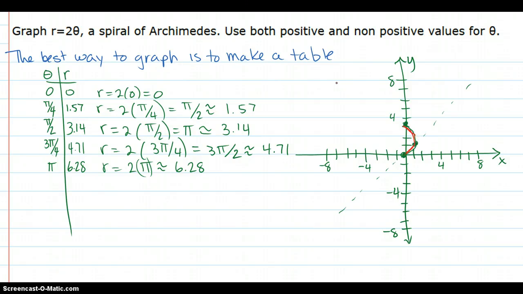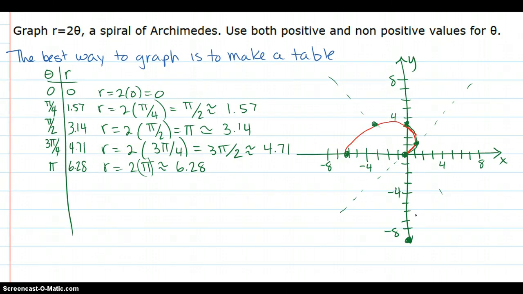Okay, 3 pi over 4. We know 3 pi over 4 is about 4, so it's getting a little bigger. So here's maybe 3, so 4 is a little larger. And then pi, which is 180 degrees, is about 6. The radius is 6. So you can see, if I continue more in red, it continues on. And actually, it gets bigger and bigger.